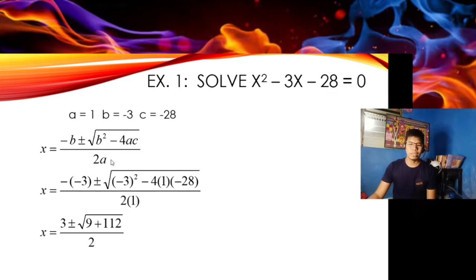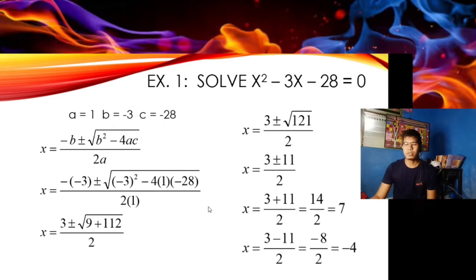So all we did is substitute the values of a, b, and c into the formula. By simplification, we have here x equal to positive 3 plus and minus square root of 9 plus 112 all over 2. We're just going to simplify it again. Then we have 3 plus or minus square root of the sum of 9 and 112, which is 121, all over 2. The square root of 121 is 11, so we have x equal to 3 plus and minus 11 all over 2.